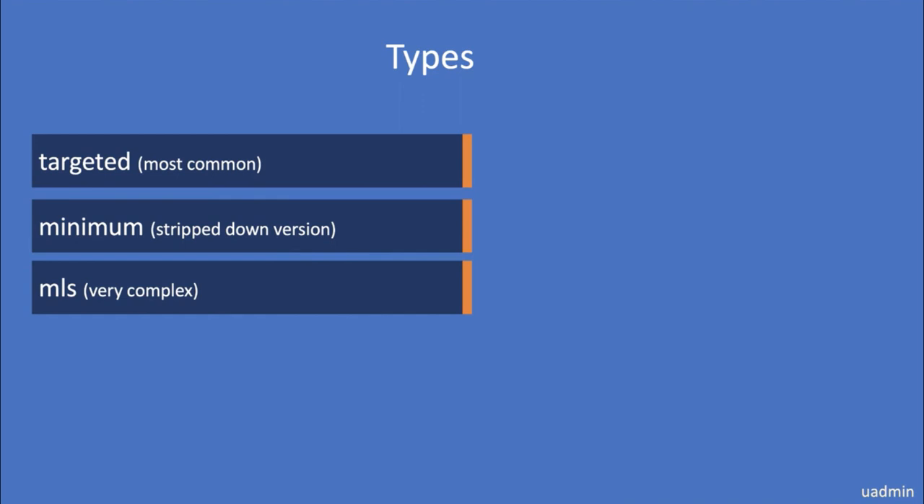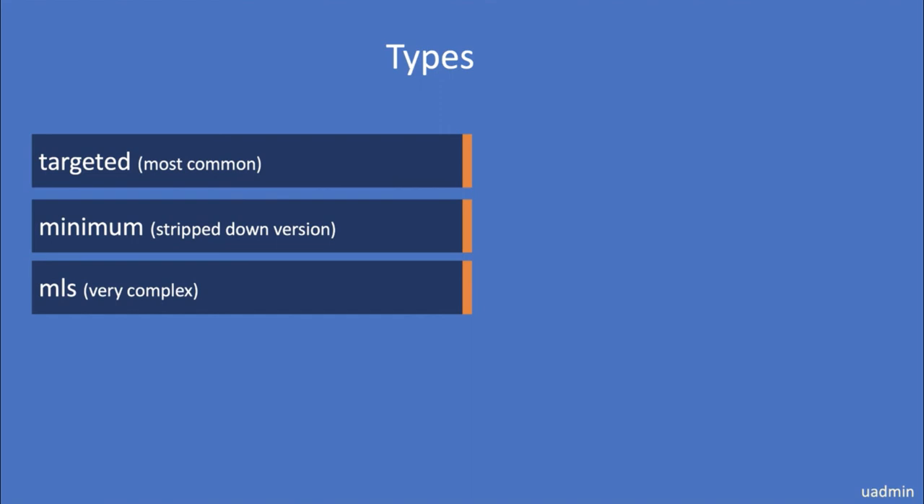Now we had a look at states and modes, but what about these types? We don't have to spend too long on that. The thing is that most implementations use the targeted type. There's a very small percentage of organizations that use the multi-level security type, which is very complex because next to context types it also works with users and roles and levels. And when you start, there is no permission whatsoever, so everything has to be set up from scratch.